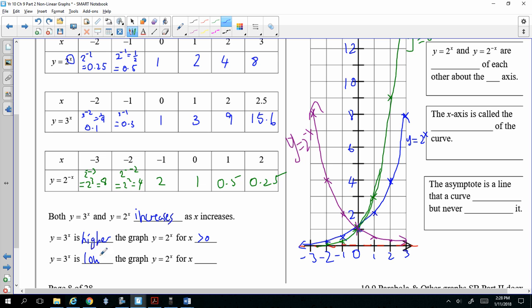So you can see there the green graph, when x is more than 0, is above the blue graph. But for x less than 0, the green graph, which is 3 to the power x, is less than the blue graph.